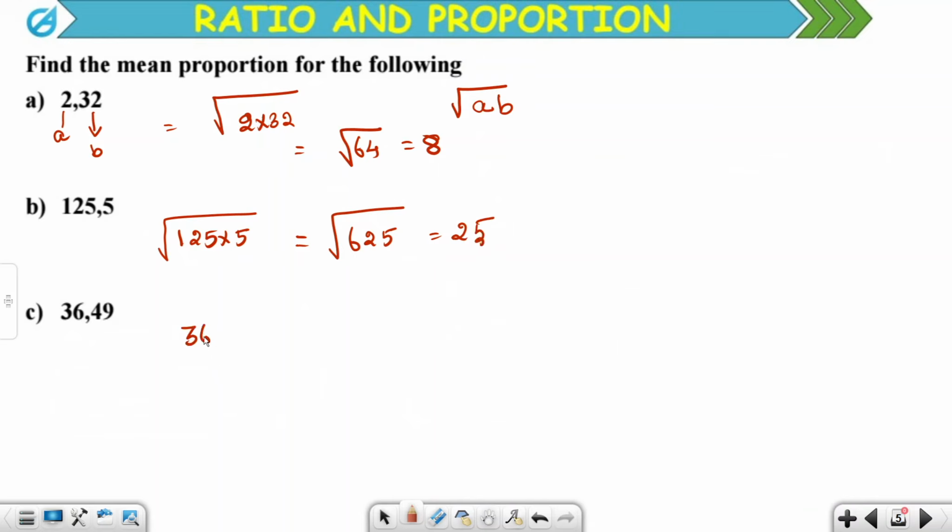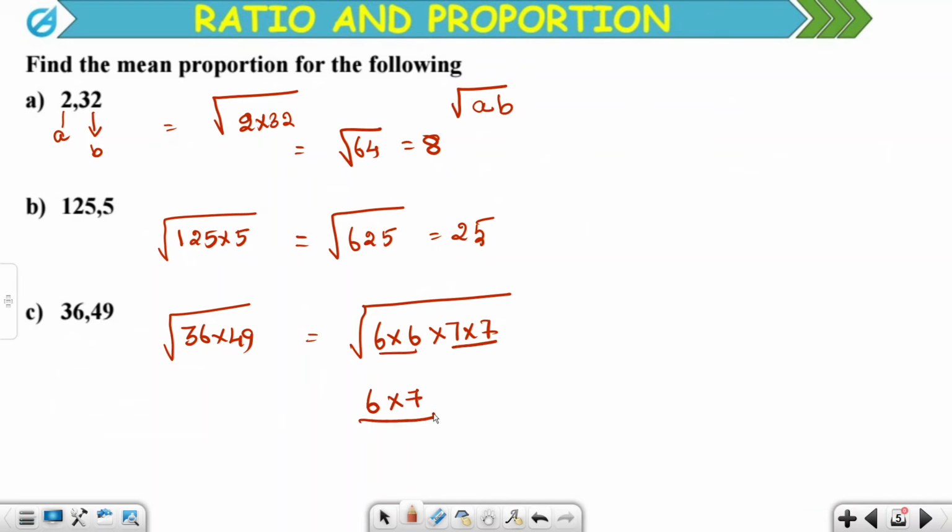The next, 36 into 49. See how I can write 36 and 49. 36 is nothing but 6 into 6, and the value of 49 is 7 into 7. You already know how to take the square root. From these two sixes, I'll take one 6 out. From these two sevens, I'll take one 7 out. So what is 6 times 7? Which is nothing but 42. So the mean proportion for 36 and 49 is nothing but 42.